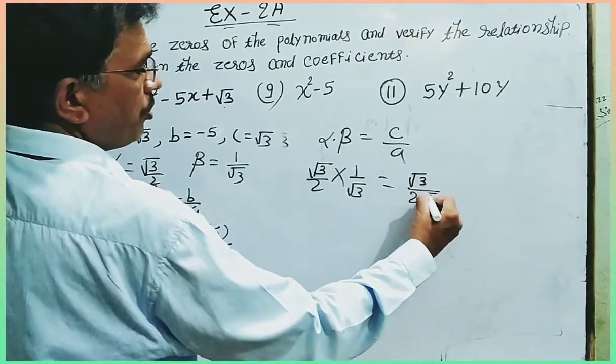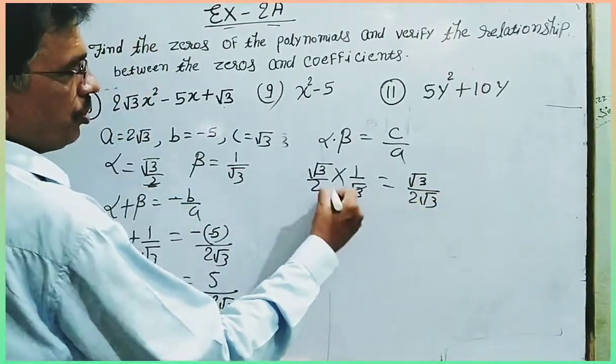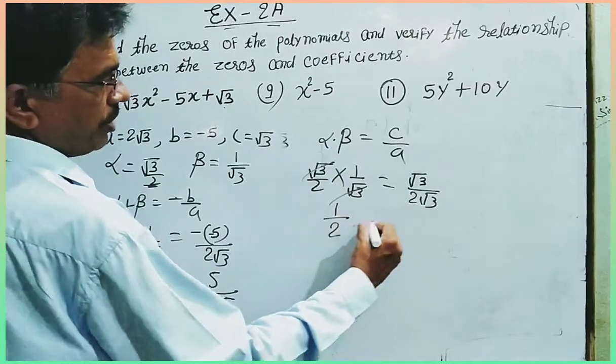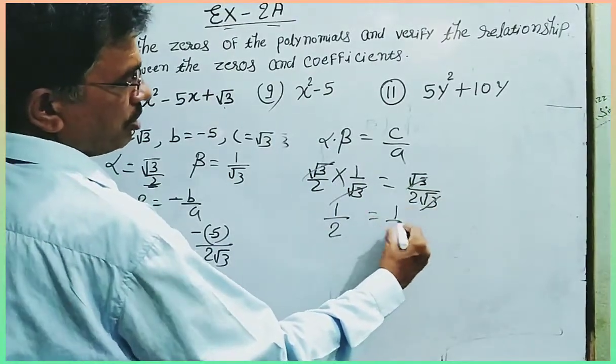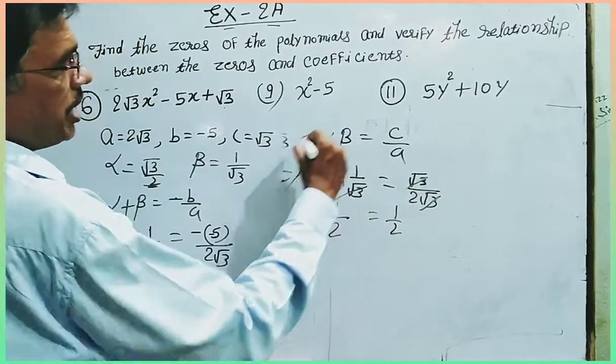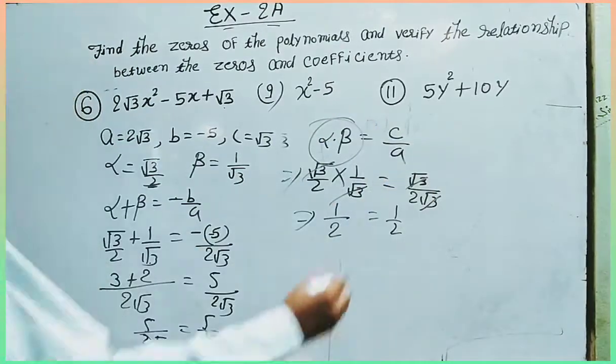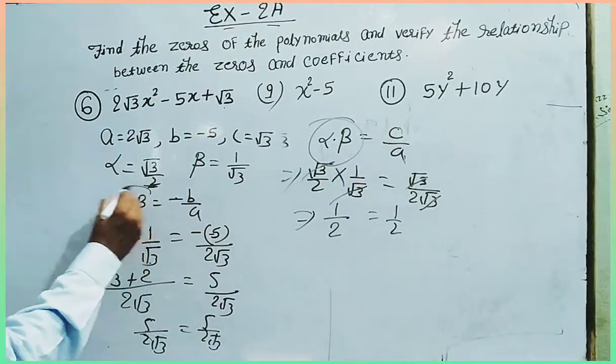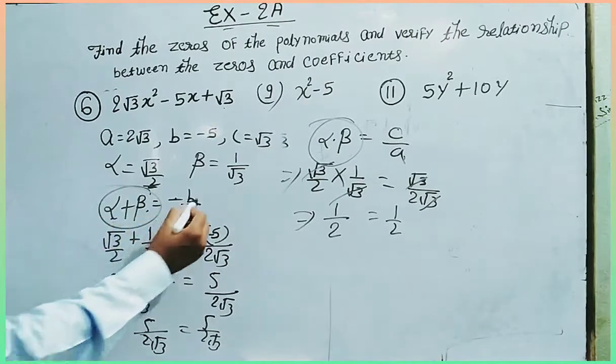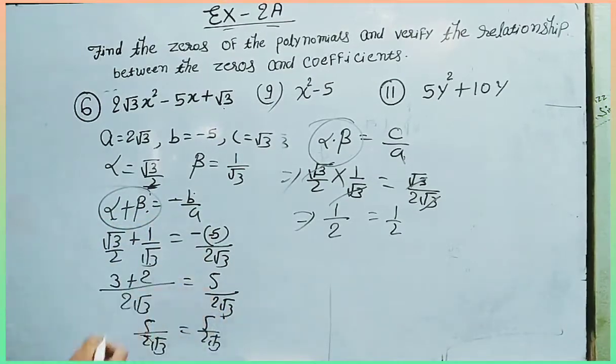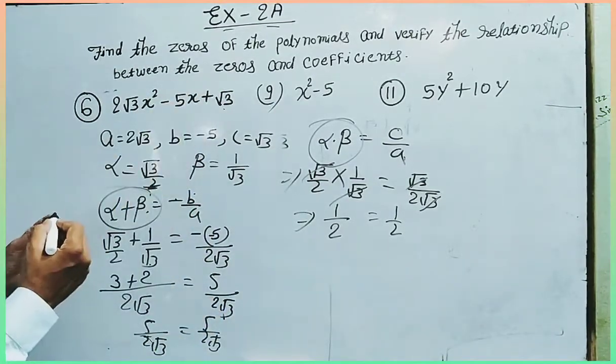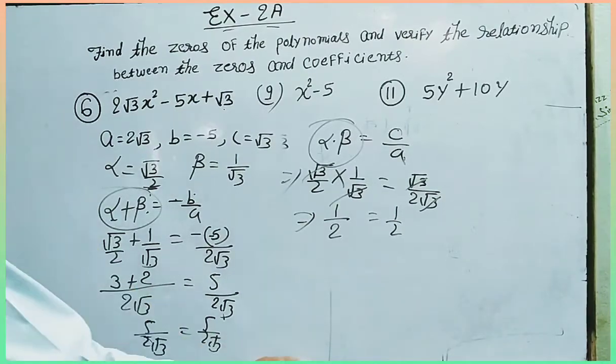What is a? 2 root 3. So root 3 cancels, that is 1 by 2. Here root 3 cancels, it is also 1 by 2. Then we can say the product of the roots is c by a and the sum of the zeros is minus b by a, and both are satisfied. So it is the relationship between the zeros and coefficients.